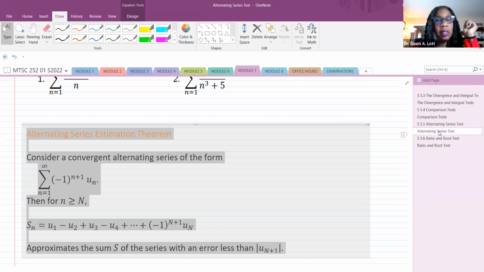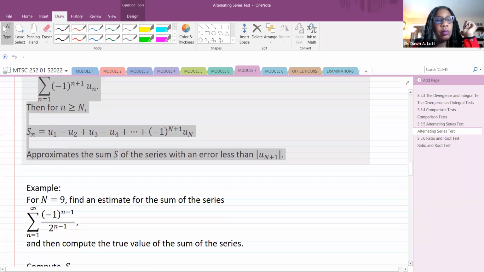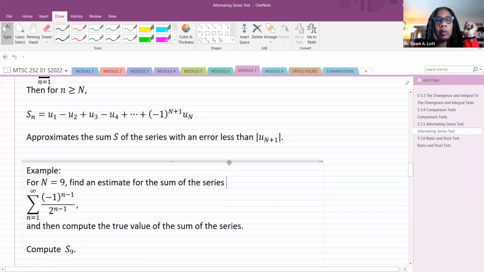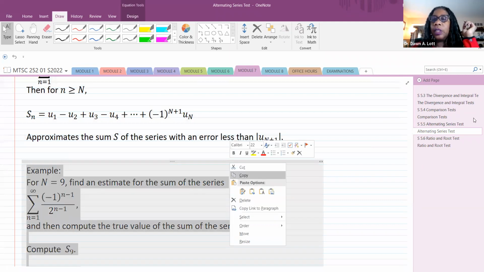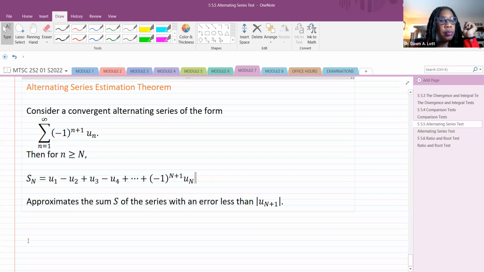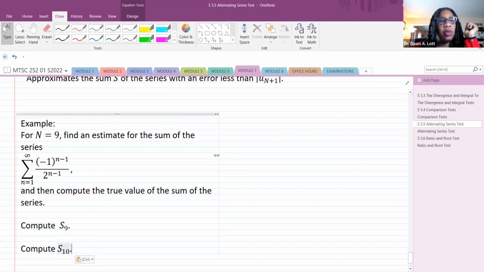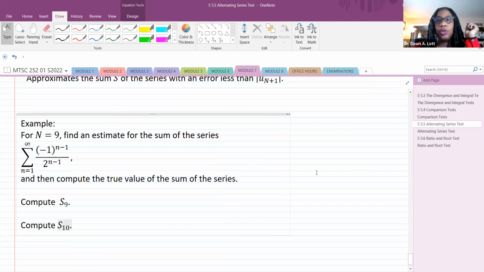Okay, so I have an example. So here is my example. And so we want to compute the actual sum of this series. Now this series is an easy one. It happens to be a geometric series. So it being a geometric series, I can find what the true sum is.